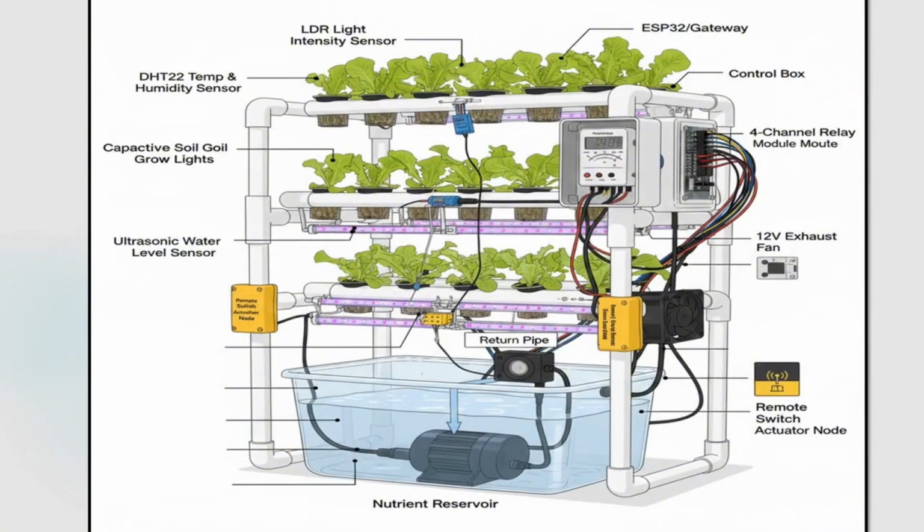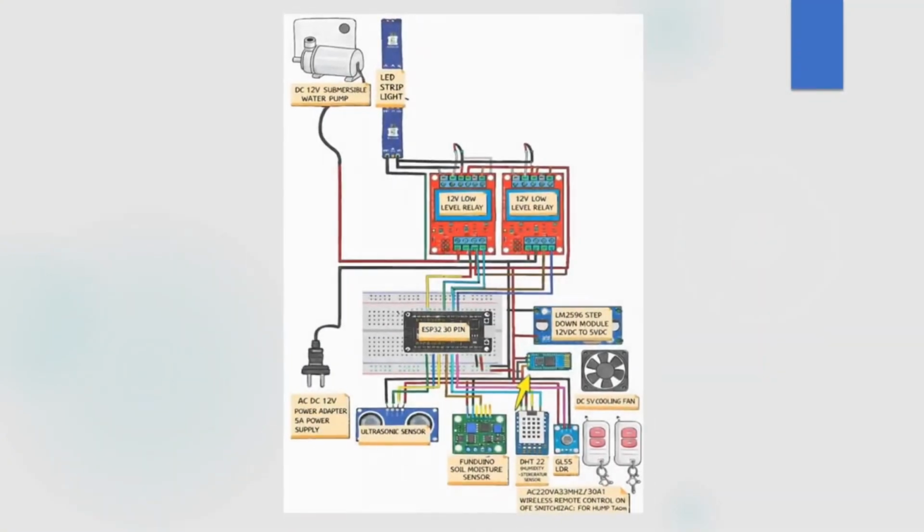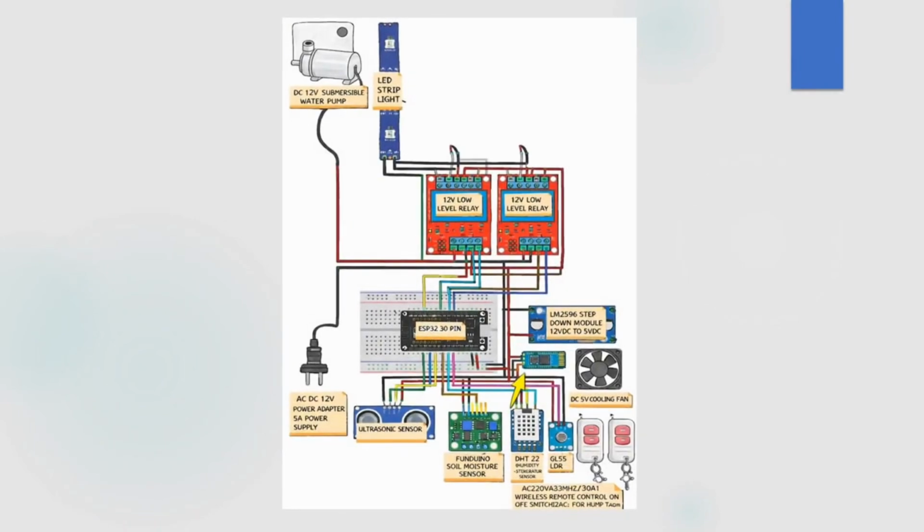In this figure, we can see how the entire vertical farming system looks. We have a water pump, pipelines, and sensors such as an ultrasonic water level sensor, temperature sensors, and light sensors. To read these sensors, we have relay modules and control boxes, and for proper ventilation, we have an exhaust fan system and also a remote switch actuator for the doors. This is the circuit diagram for our controller.